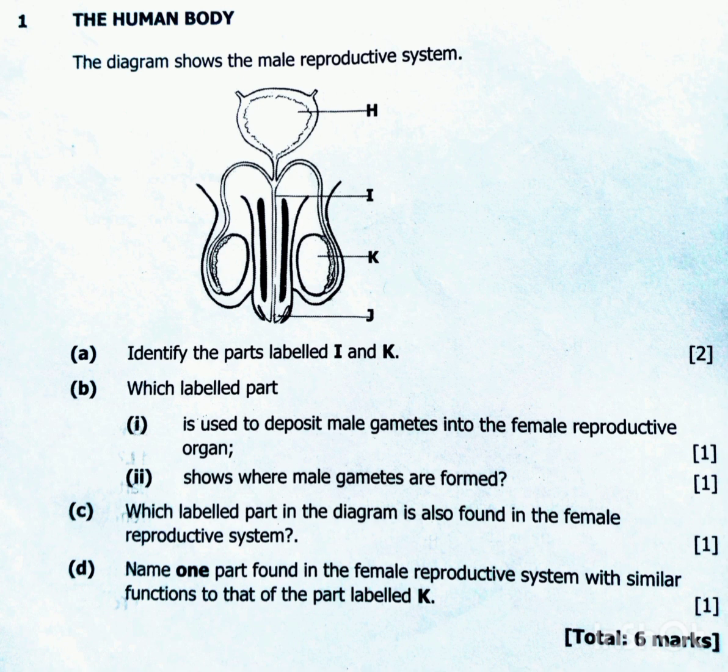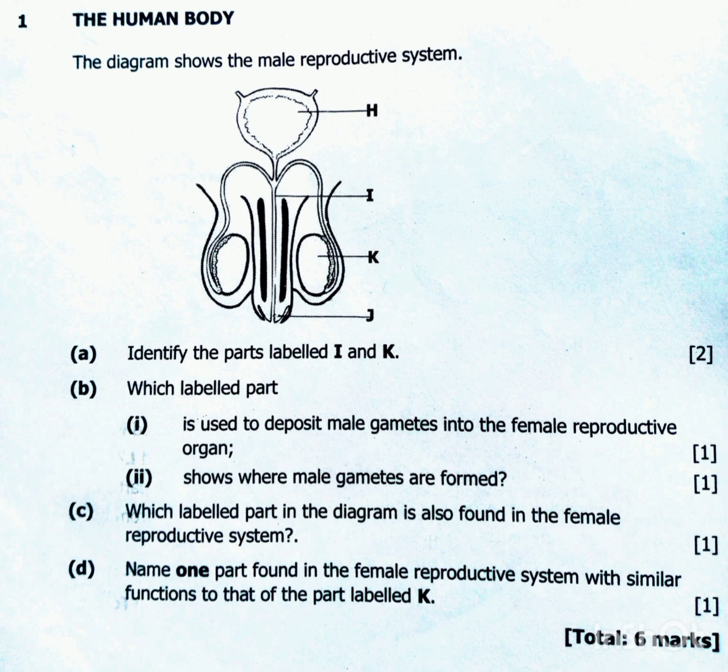Question B, Roman numeral 2: which labeled part shows where male gametes are formed? Male gametes are sperms, so where are sperm cells produced? Sperm cells are produced in the testes, which is part K. So the answer in this case, we just write K.